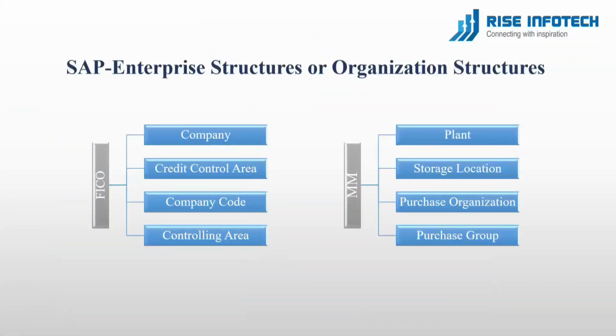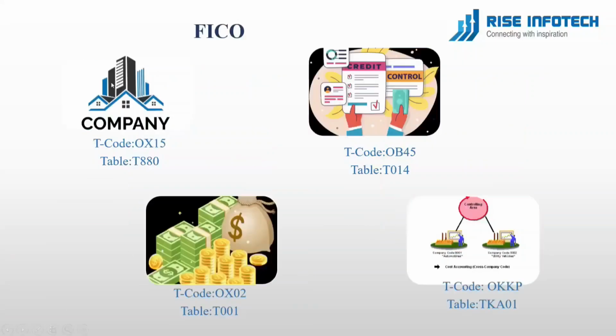Then coming to SAP enterprise structure or organization structure. In FICO: company, credit control area, company code, controlling area. In MM: plant, storage, purchase organization, purchase group. Company is the topmost organization data. A company has multiple different departments like storage, purchase, production, sales. All the different departments come under the company. The data will be stored in the company.